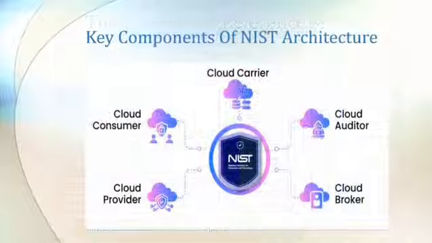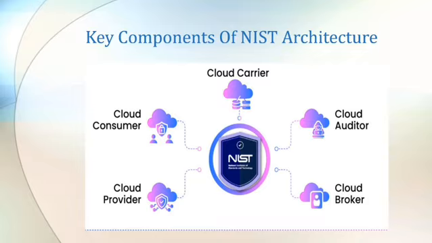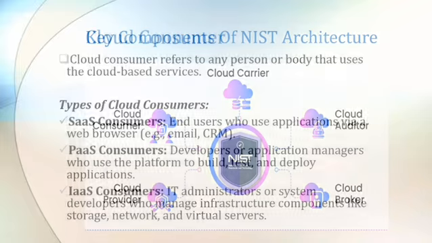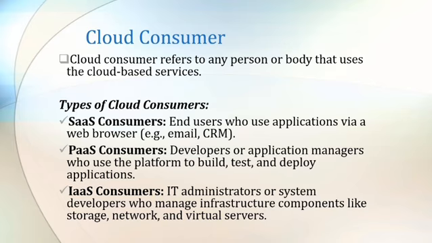Now, let's look at the main components of NIST reference architecture. There are five main components: cloud consumer, cloud provider, cloud broker, cloud auditor, and cloud carrier. The first component is the cloud consumer. A cloud consumer is simply a person or an organization that uses the cloud services. There are three types of cloud consumers based on the services they use.